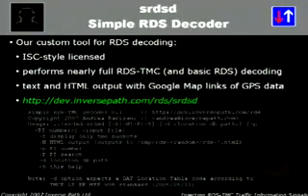So we wrote a tool which is called SRDSD, which is Simple RDS Decoder. It's open source. It's online. You can get it and play with it. You can build this stuff and you can play with it. It performs nearly full RDS TMC decoding and also basic RDS information.